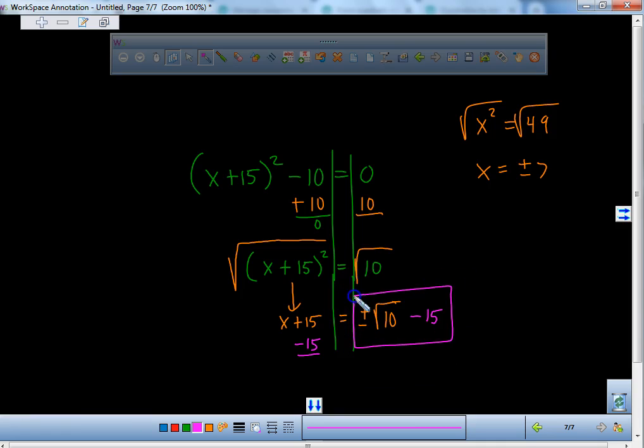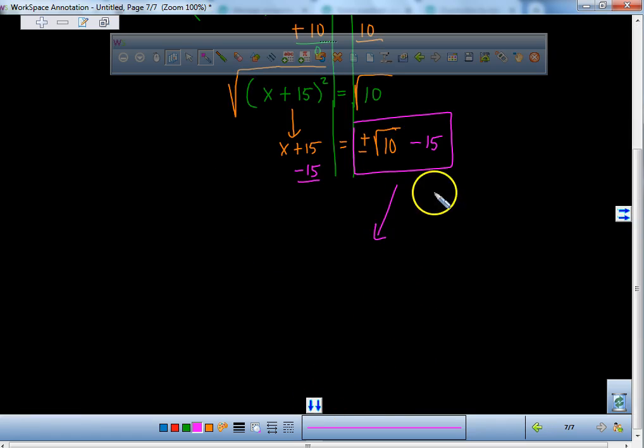So this is your answer, guys. It's plus or minus radical 10 minus 15. But you have to separate that into two answers. One answer is going to be radical 10 minus 15. The other one's going to be negative radical 10 minus 15. This will be an approximate answer, and this will be an approximate answer. So what I want you guys to have in your journal is to know how to take this and do what? Separate it into two answer choices.